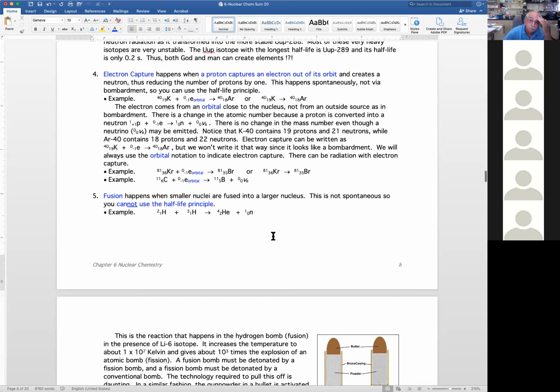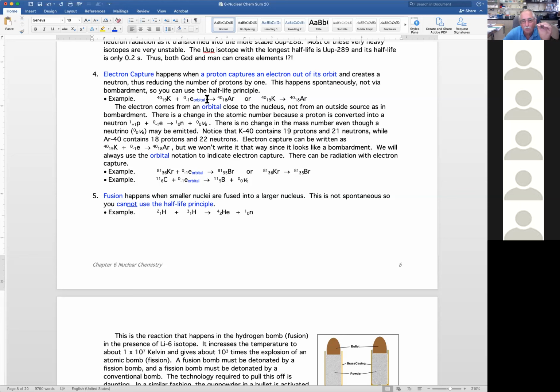Okay. So here's another one called electron capture. Electron capture happens when a proton captures an electron out of its orbit. So here's what I'm going to do to always make sure we know what we're talking about. Here's the example. Here's potassium-40. Is this a bombardment? The answer is yes. It's a form of bombardment because it's on both sides. I mean, you've got 2 things on the same side.